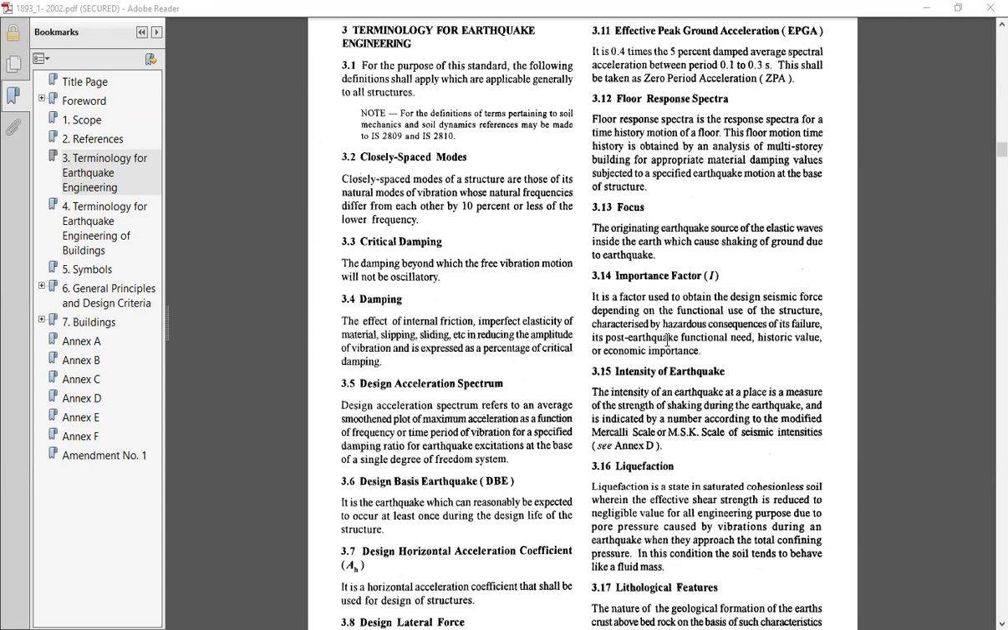So every structure is built for its particular function. You must have seen this in BDD also, that the functional use of the structure, whether it's residential, whether it's a public building, or it is a hospital, or it is a school. So these are the functions of the structure. On the basis of that, the importance factor is assigned to every structure. So here you can see, characterized by consequences of its failure, its post earthquake functional need, historic value, or some monuments also. So for that, the importance factor will be different.